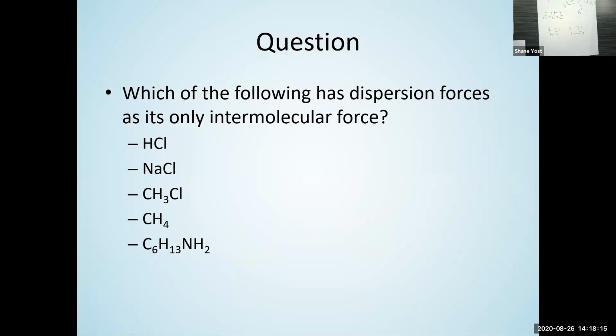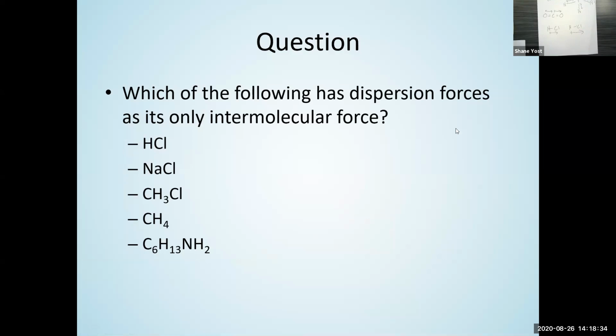The next is NaCl. Now, it's not really a proper question to ask what's its strongest intermolecular force, because it doesn't have intermolecular forces, it has ionic bonding. This is another example of a salt. So NaCl is just ionic bonding. It's not any type of intermolecular force.